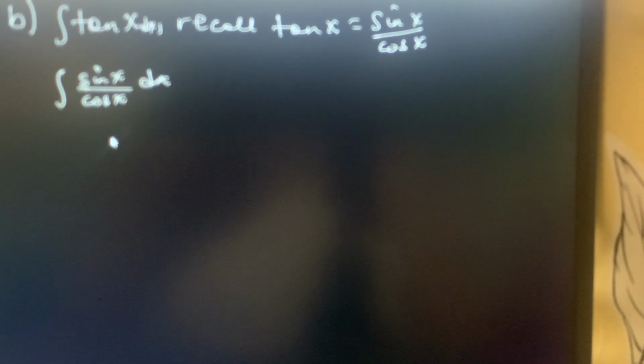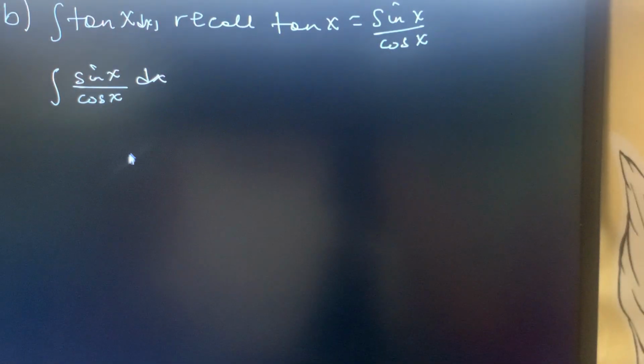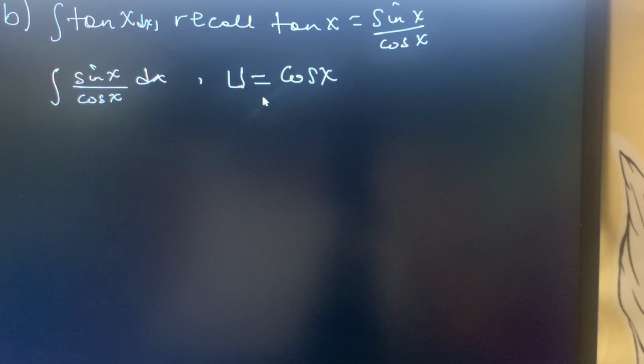Now the next step is choosing my u. You have to be careful when you choose your u. My u is going to be cos x. Why am I choosing cos x? Because I know the derivative of cos x is minus sine x, and when I solve for dx, it will bring sine x into the denominator, and that way I can cancel the sine x in the numerator with the denominator.